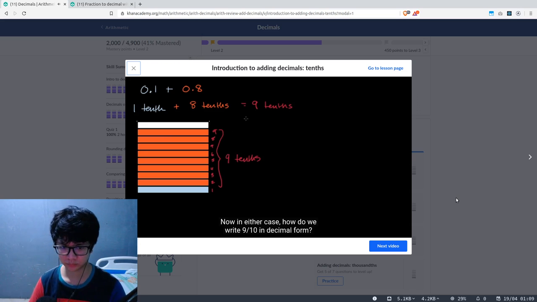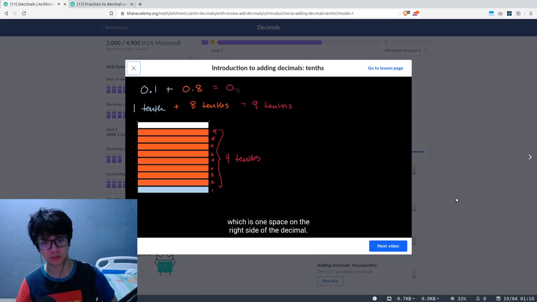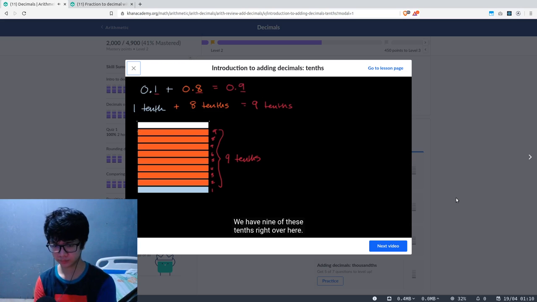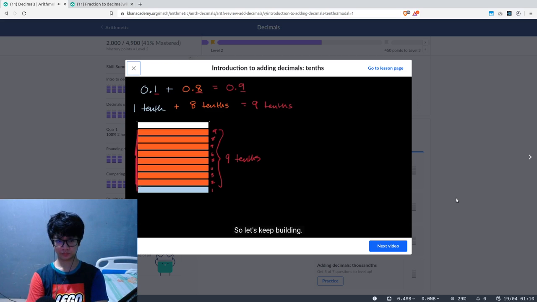Now in either case, how do we write 9/10 in decimal form? Well, we go to the tenths place, which is one space to the right of the decimal. We say, hey, we have 9/10. This is the tenths space right over here. So that's just saying we have nine of these tenths right over here. So let's keep building.